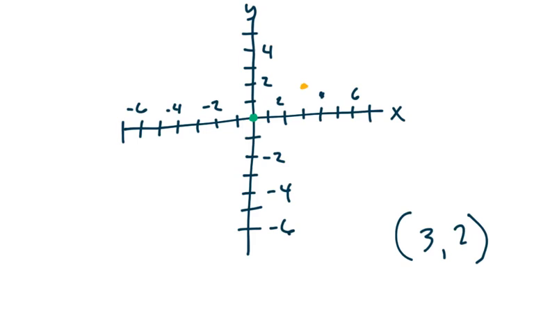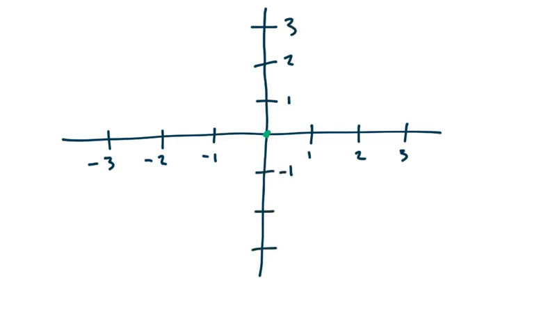Okay, so let's do some practice. Let me do another graph a little bit better. Here's our origin. Here's our positive x values, our negative x values. So this is 1, 2, 3, -1, -2, -3. Here's our positive y values, 1, 2, 3, and our negative y values.